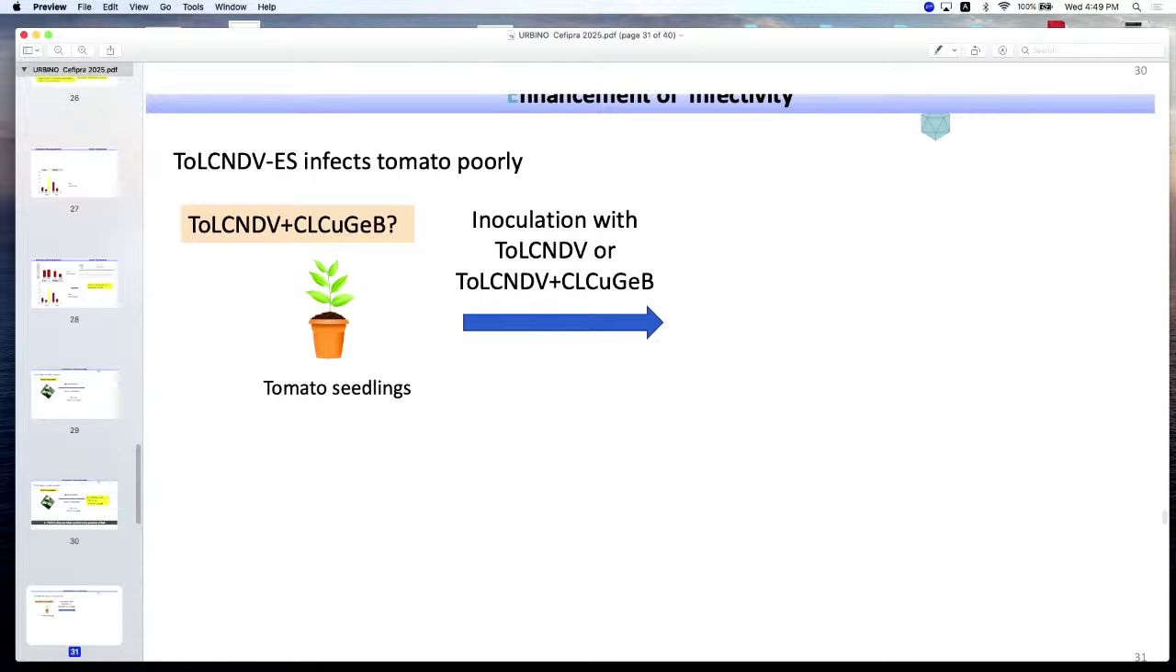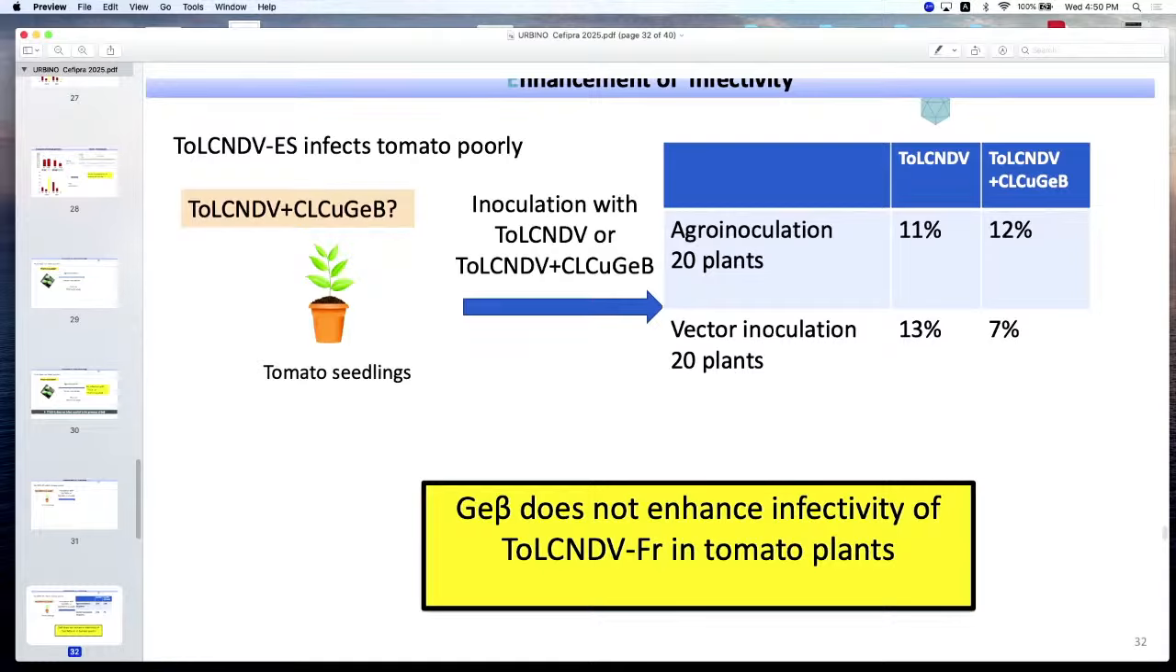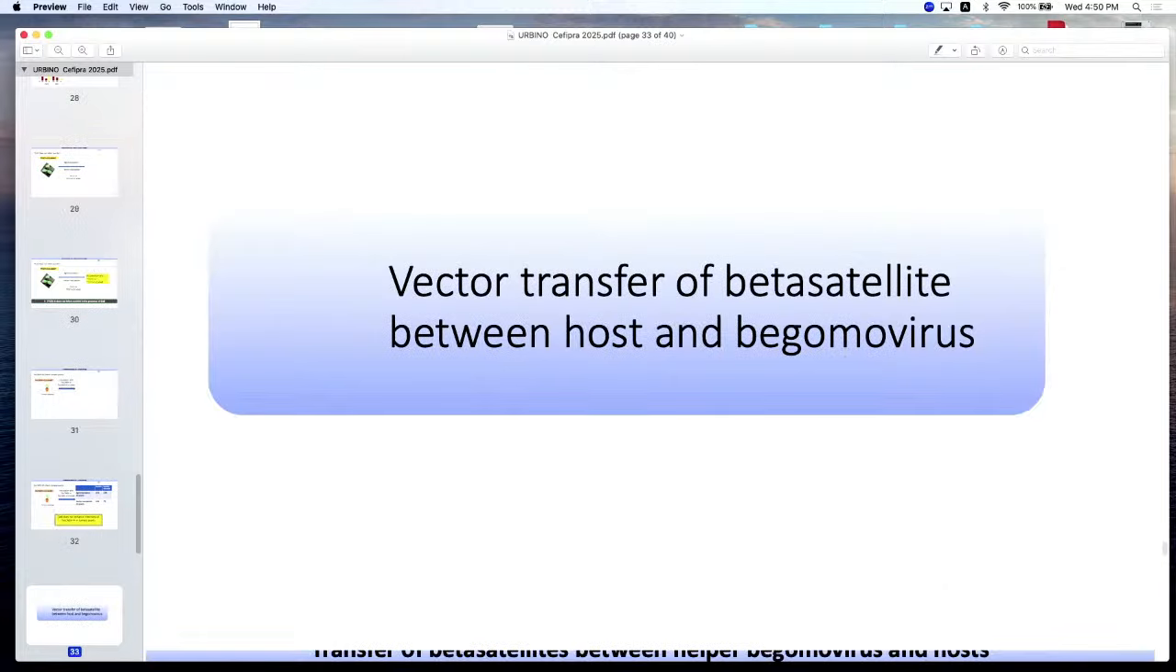Then we know that tomato leaf curl New Delhi doesn't infect tomato efficiently in our country. So we said, okay, maybe with the satellite it will be better. We tried the inoculation with the beta satellite, and we observed that it was not better. So this beta satellite doesn't enhance the infectivity of New Delhi virus in our country.